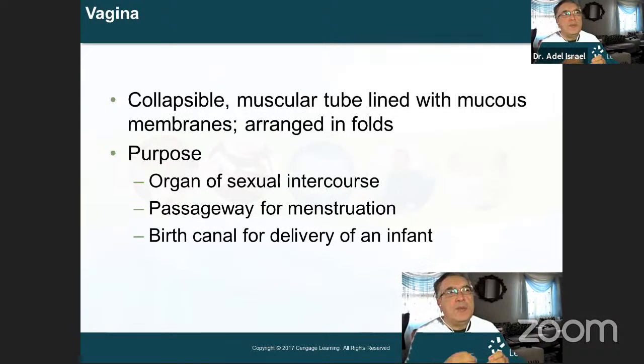And it is a muscular tube, it has muscles. The vagina has a muscle, and it is lined by mucous membrane, and it is arranged in folds. So normally, when we look to the inside of the vagina, it is not a smooth surface, but it is corrugated, meaning it has elevations and depressions. What is the purpose of the vagina? It is an organ of sexual intercourse, a passageway for menstruation, and a birth canal for delivery of an infant.